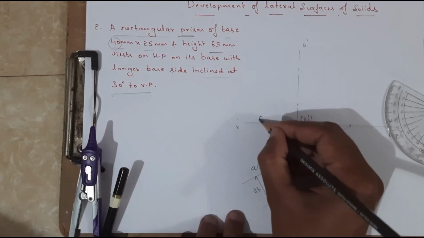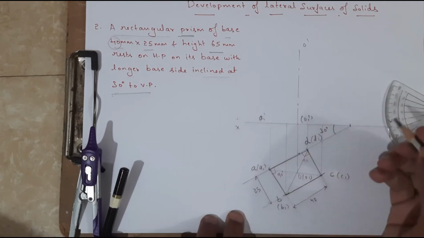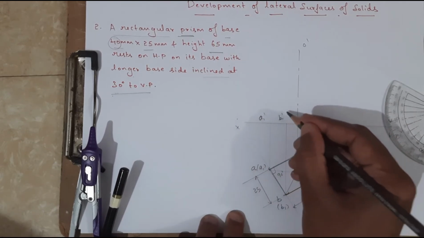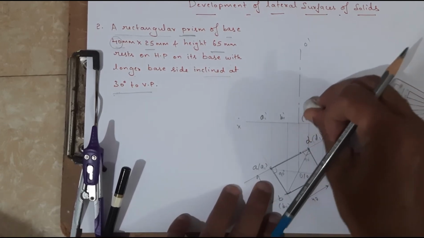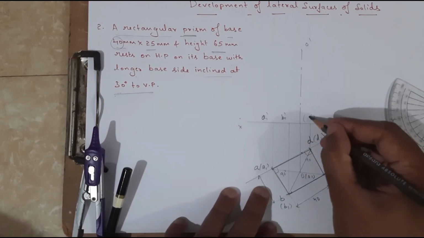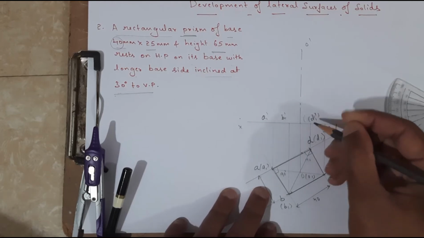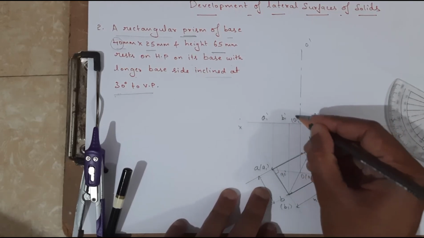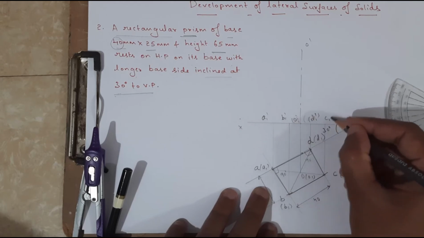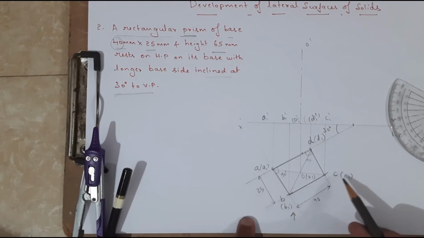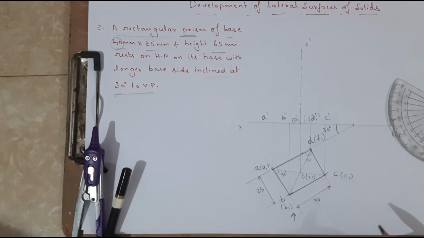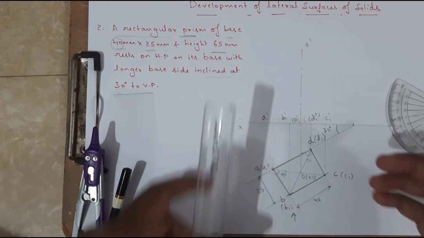So what is this? This is A1 dash, this one is B1 dash and this one is D1 dash, that is not visible. This one is O1 dash and this one is C1 dash. See here, when the observer is looking from this side, A1 dash is visible, B1 dash, B dash is visible, C dash and C1 dash is visible. That is, these vertical edges are dark.